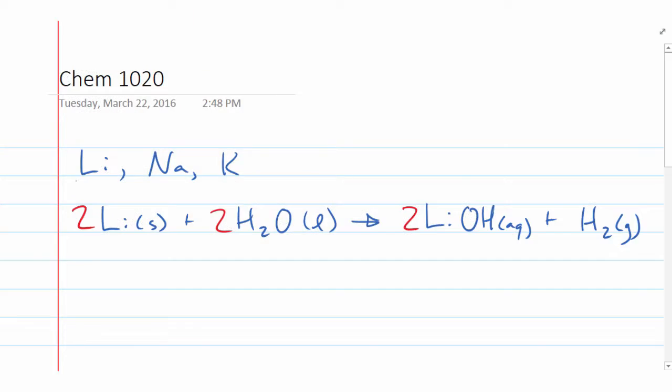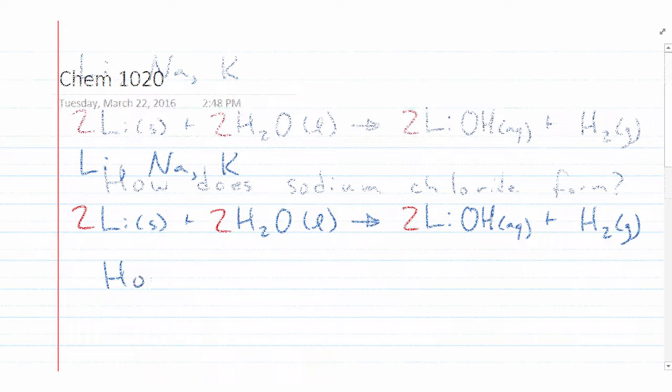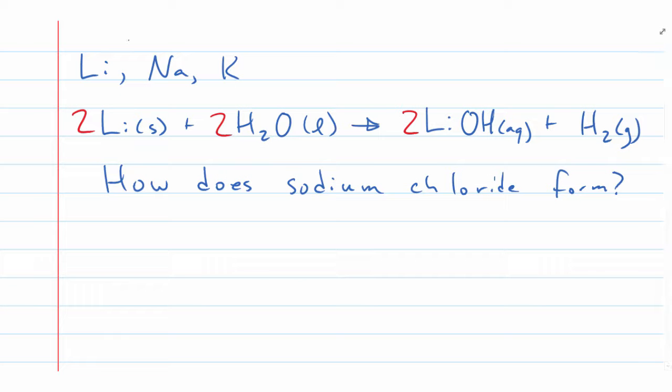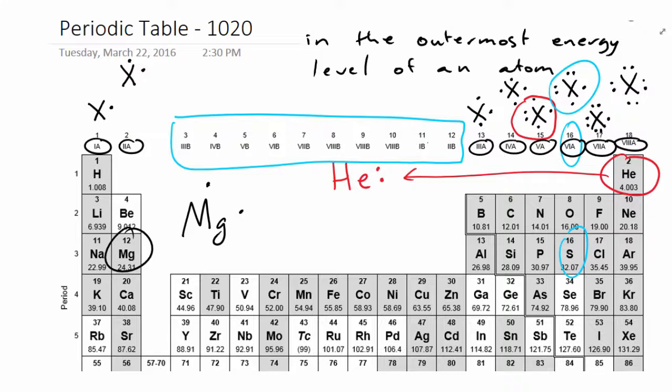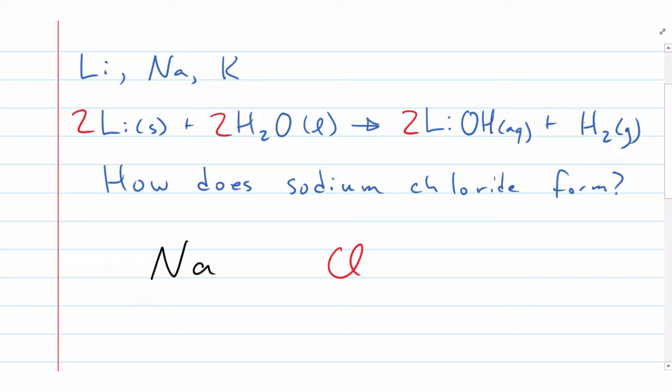Next thing we're going to look at is how does sodium chloride form? We're going to look at sodium and chlorine in terms of their Lewis diagrams. So let's go back to our periodic tables. Let's write out the Lewis diagram for sodium right here. How many dots? 1. Good. And then we'll go to chlorine. 7 dots. All right, so let's write them down. Sodium has 1 dot. Chlorine has 7 dots.